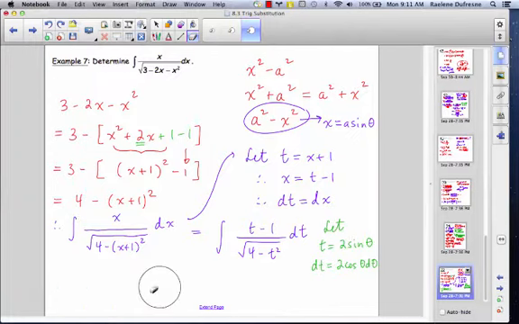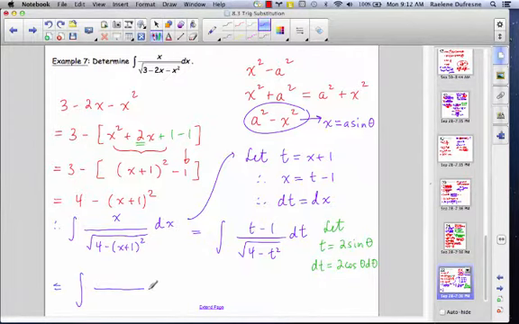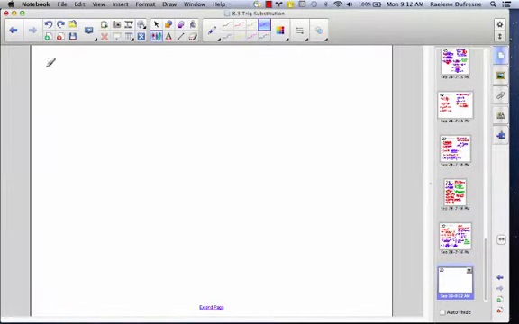So before I transform or change this in terms of the green information, I'm going to rewrite this blue integral as the integral of t dt over square root of 4 minus t squared minus the integral of 1 dt over square root of 4 minus t squared. And now, from here, t dt over square root of 4 minus t squared, we can use regular substitution.